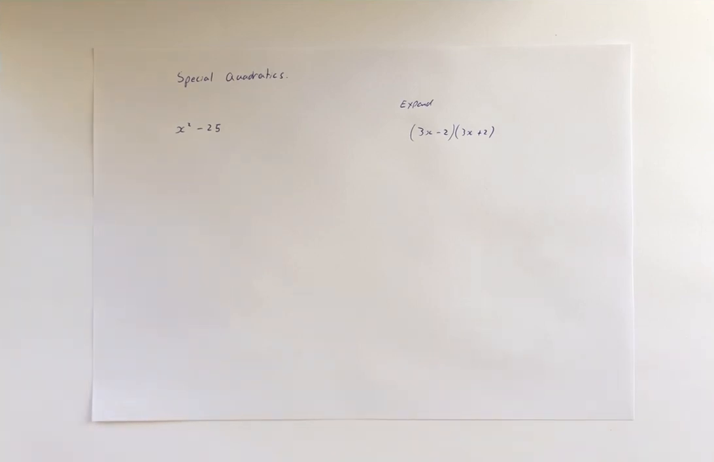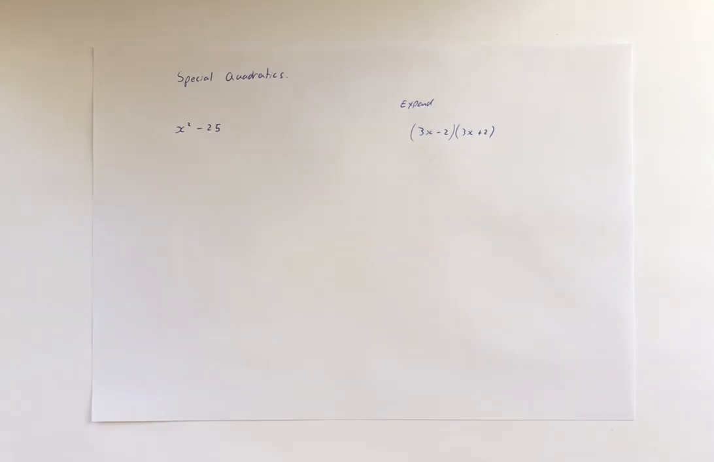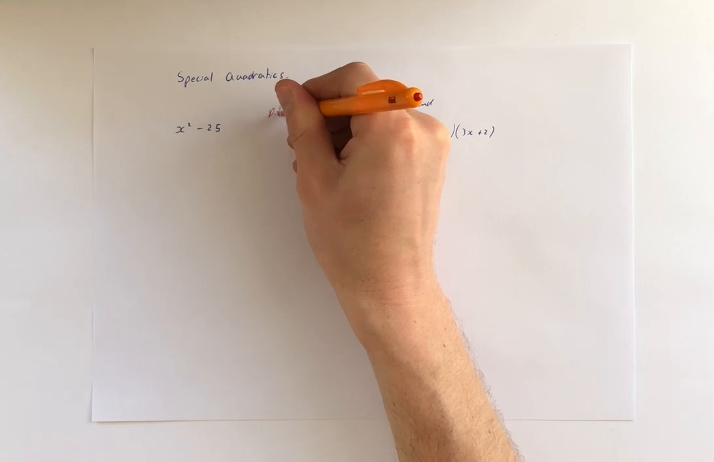Alright, time for a few special quadratics. A lot of special quadratics in my opinion, but there's two that are quite important to know how to factorize. What we've got here is what we call a difference of two squares.